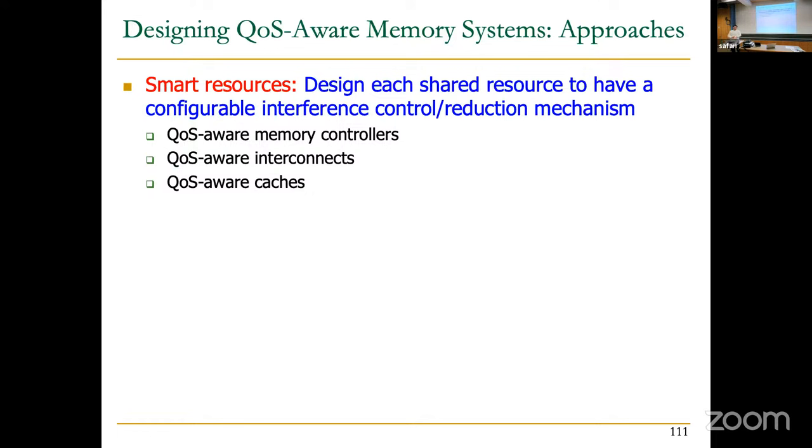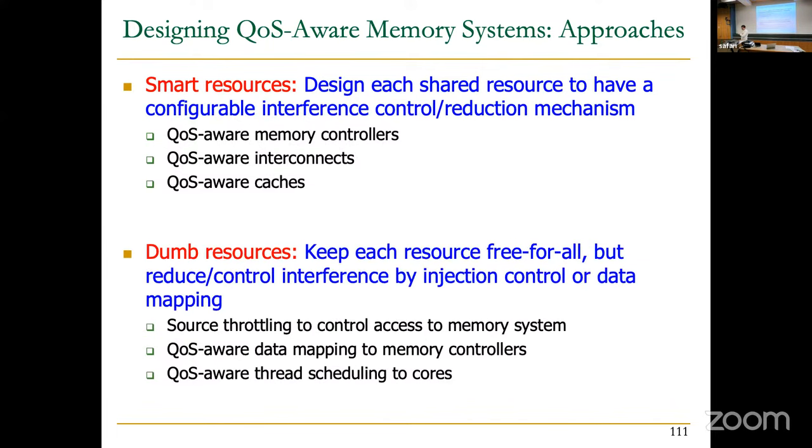There are two main methods to go with this, to design a QoS-aware or quality of service-aware memory system. The first one is where you have smart resources that have a configurable interference control or reduction mechanism, but you have to have them everywhere. You have to have QoS-aware memory controllers, interconnects, and caches. If you don't have one of them and the others, you cannot guarantee that you will be providing quality of service.